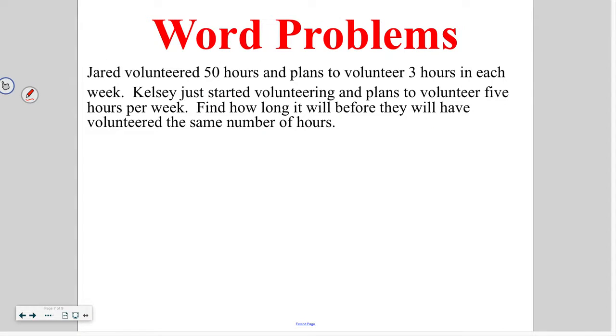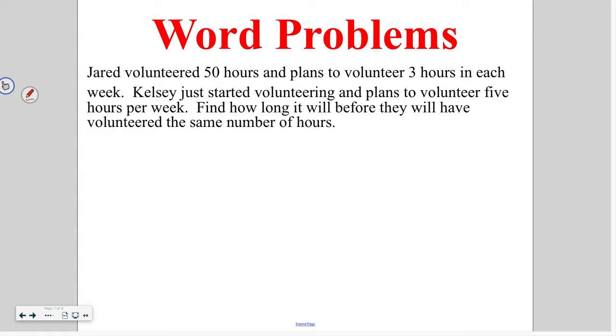Lastly, we have our word problem. So Jared volunteers for 50 hours and plans to volunteer for 3 hours each week. Kelsey just started volunteering and plans on volunteering 5 hours per week. Find out how long before they have volunteered the same number of hours.